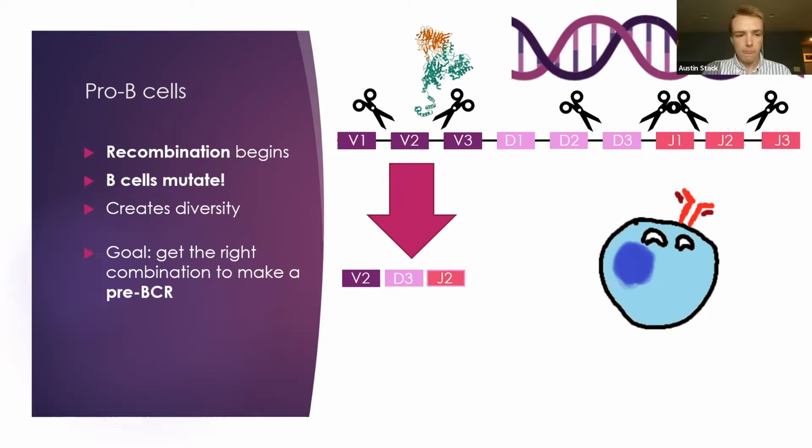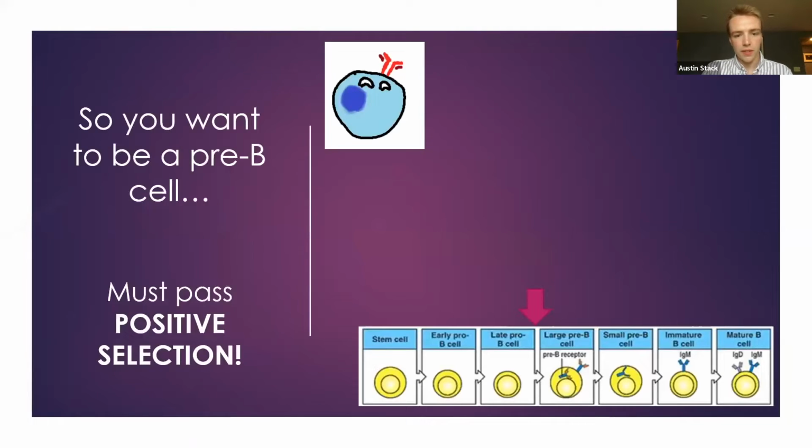And so now we have a functioning B cell receptor, and now we want to become a pre-B cell. So how does that happen? So we have this BCR on the top.